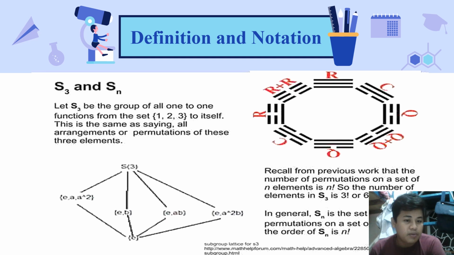Symmetric group S3 and S sub n. Let S3 be the group of all one-to-one functions from the set 1, 2, and 3 to itself. This is the same as saying all arrangements or permutations of these three elements. Recall from previous work that the number of permutations of a set of n elements is n factorial. So the number of elements in S3 is 3 factorial, or 6, which is 3 times 2 times 1. In general, S sub n is the set of all permutations of a set of size n, and the order of Sn is n factorial.